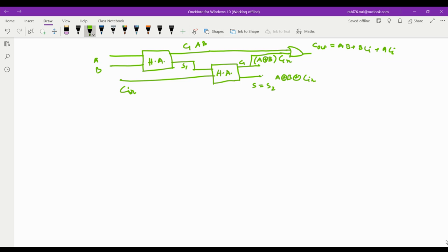If you keep this in mind, if you consider this thing, then half subtractor and half adder are almost the same thing, and so also full subtractor and full adder. So now we are considering the half subtractor. So first we write the truth table, right?